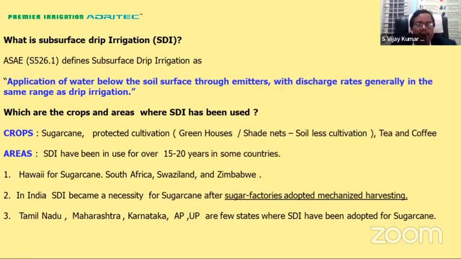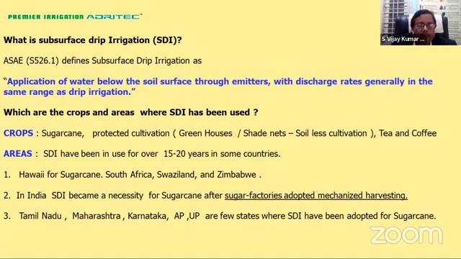Now, the second question we have to ask ourselves is what are the crops and which are the areas where subsurface drip irrigation has been used? The crops mainly have been sugarcane and protected cultivation, particularly greenhouses and shade nets, and in certain places even coffee and tea. Subsurface drip irrigation has been in use for over 15-20 years in a very limited way. The countries that have adopted it on a large scale include Hawaii for sugarcane, South Africa, Swaziland, Zimbabwe, the USA, and many others.